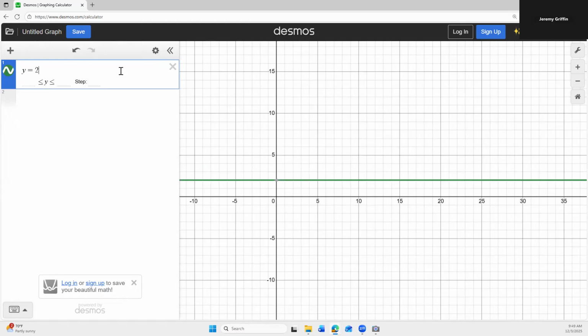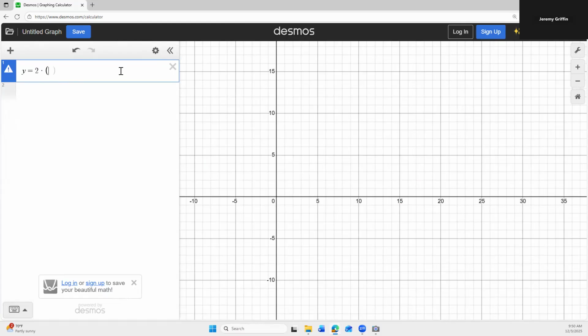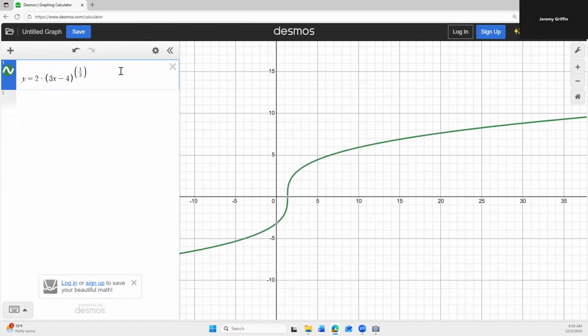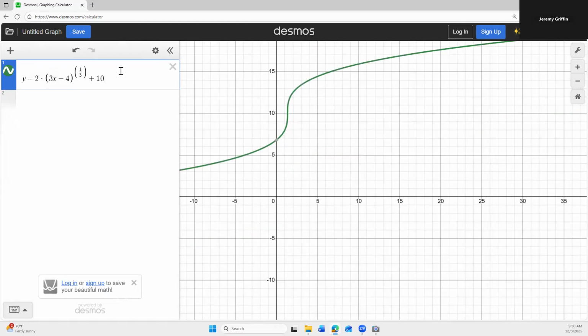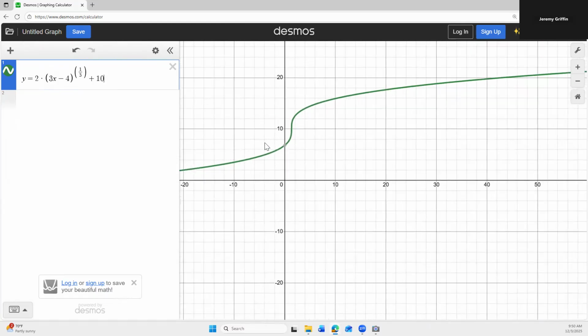So 2 times the cube root. Now, for the cube root, I'm going to use a power. So let's go 3x minus 4, and then just raise that to the power of 1 over 3. Like that. All right, and then plus 10. That was the left side of the equation. That's what that graph looks like, by the way. Haven't your cube roots been looking like this on ALEKS? Your cube roots look like these funny looking S shapes.